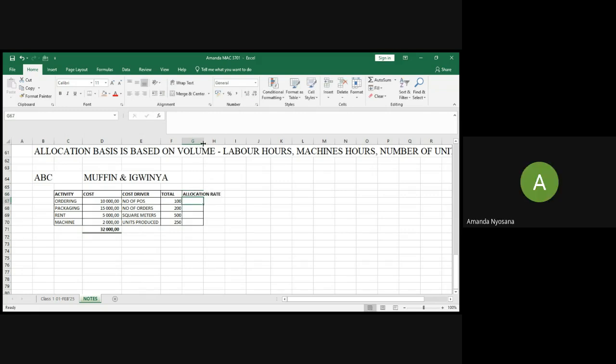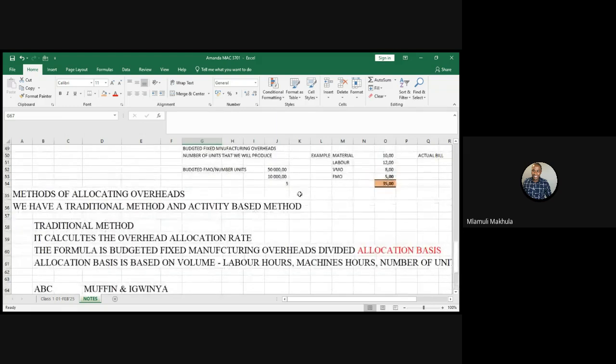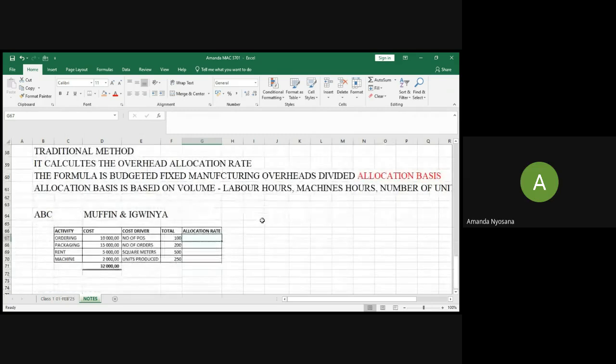And then here we'll have our allocation rate. Remember, when we were doing it traditionally, you just went straight and calculated your allocation rate of 5 rand. But in this case, we'll have to break down all your overheads and understand what is included in those overheads. So to get your allocation rate, it's your total activity cost divided by your total cost driver. I'm just going to use two examples so that you understand.